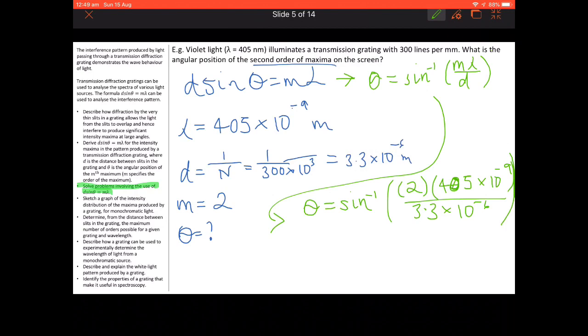Pop all of that into your calculator and you'll end up with an angle of 14.1 degrees. So the angular position of the second order of maxima must be 14.1 degrees.